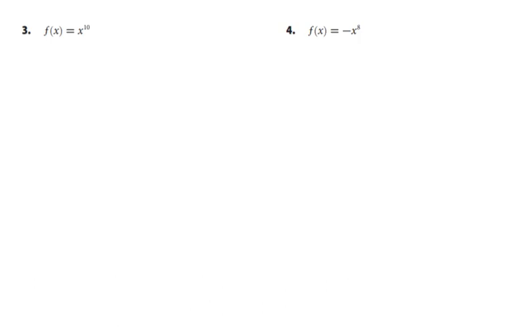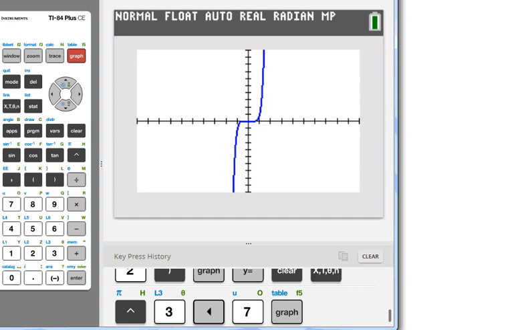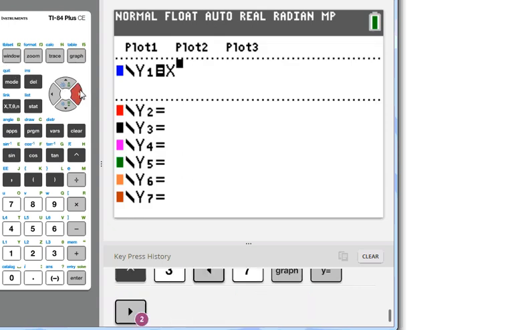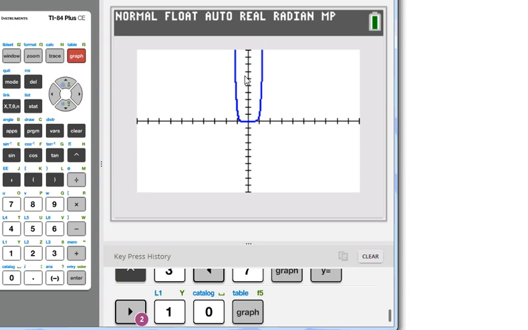Next, problem 3, with f(x) equals x to the 10th power. So we go to our calculator, to our function editor, and we're going to use the same thing, except in place of 7, we'll put 10. Graph that, and we have a U shape here, touching the x-axis at x equals 0 and smashing up flat against that x-axis.